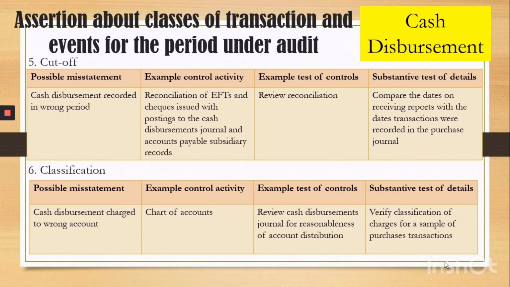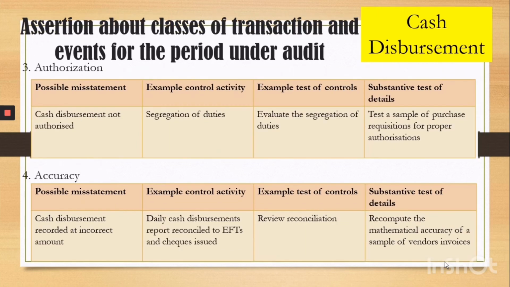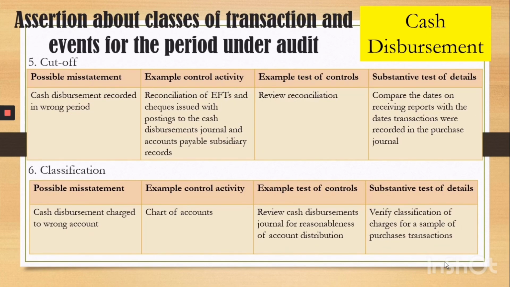The fifth component is on the cut-off. A possible misstatement with regards to the cut-off is that the cash disbursement is recorded in the wrong period. So the test of control that can be done for the cut-off is similar to the test of control that can be done for the accuracy, which is by reviewing the reconciliation.